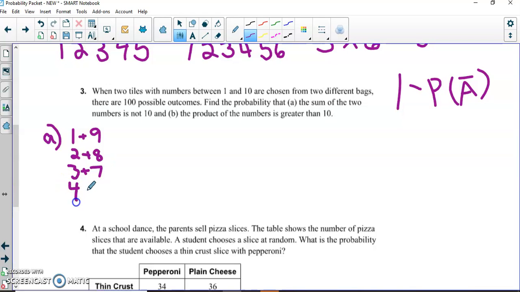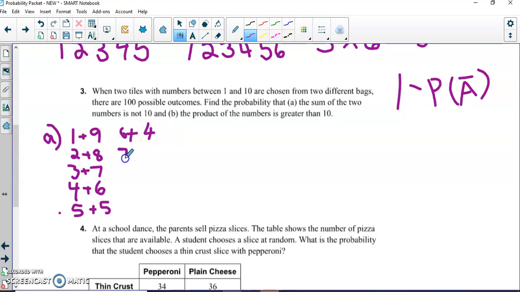We could have a 4 and a 6. We could have a 5 and a 5. Now, I don't have to flip the 5 and the 5. A 5 and a 5 is the same thing as a 5 and a 5 because they're the same. But the other ones we do have to flip. So I could also have a 6 and a 4. That's different from 4 and 6 because they happened in 2 different bags.